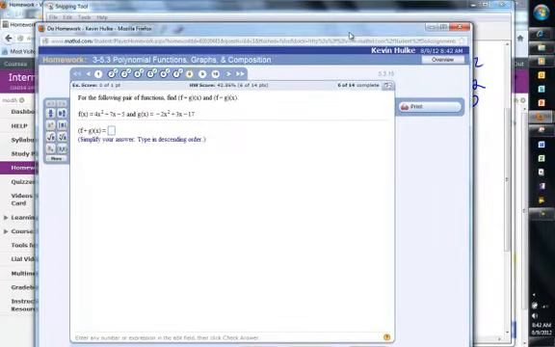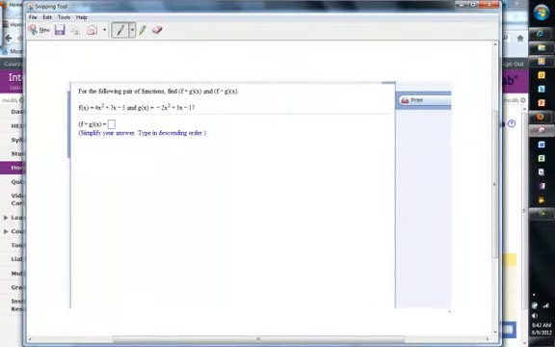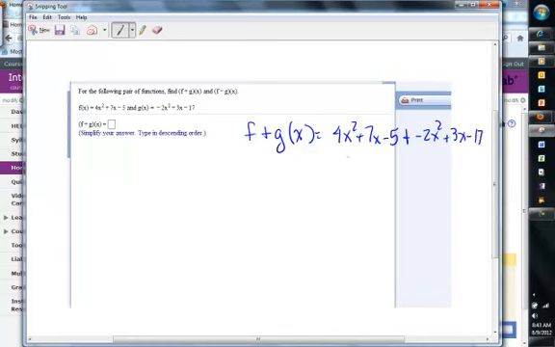All right. Number 8. For the following pair of functions, find f plus g of x and f minus g of x. So we're going to add them together. F plus g of x is 4x squared plus 7x minus 5 plus negative 2x squared plus 3x minus 17. So we have 2x squared plus 10x minus 22.